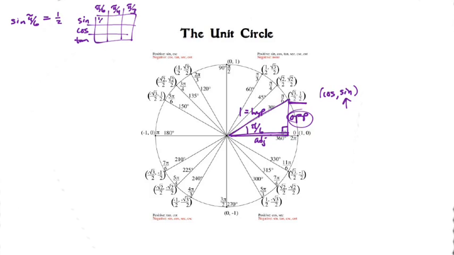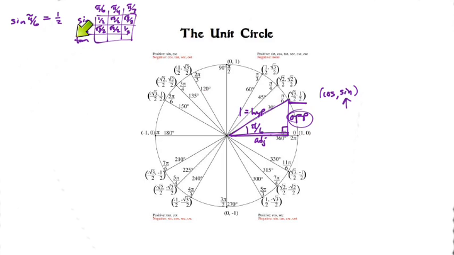So for sine, pi over 6 is 1/2, pi over 4 is rad 2 over 2, and pi over 3 is rad 3 over 2. And then cosine is just going to be the flip of that. Rad 3 over 2 for pi over 6, then rad 2 over 2, and then 1/2. So we're just looking at all the x values of these coordinates.